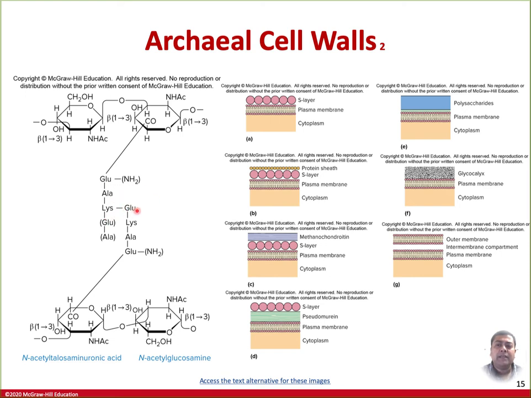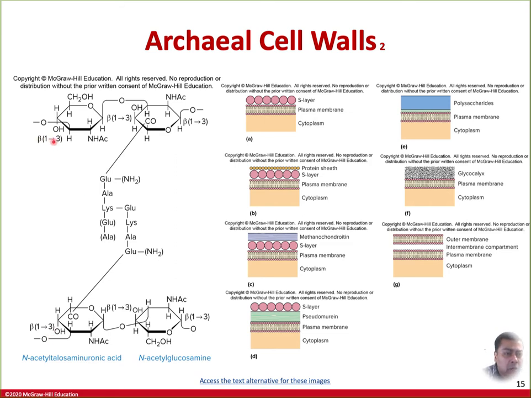And what you can see is that the D amino acids, on the other hand, the L amino acid instead of D amino acids. And another important difference: the two sugars that you have in bacteria, N-acetylmuramic acid, is replaced here by N-acetyl allosamuronic acid. N-acetylglucosamine is actually the same. So instead of muramic acid, it has been changed by another different sugar.